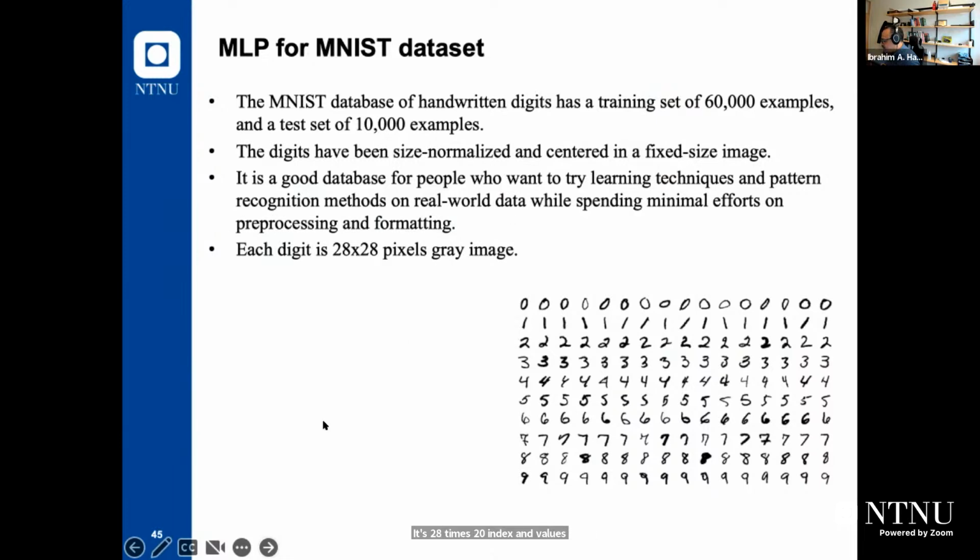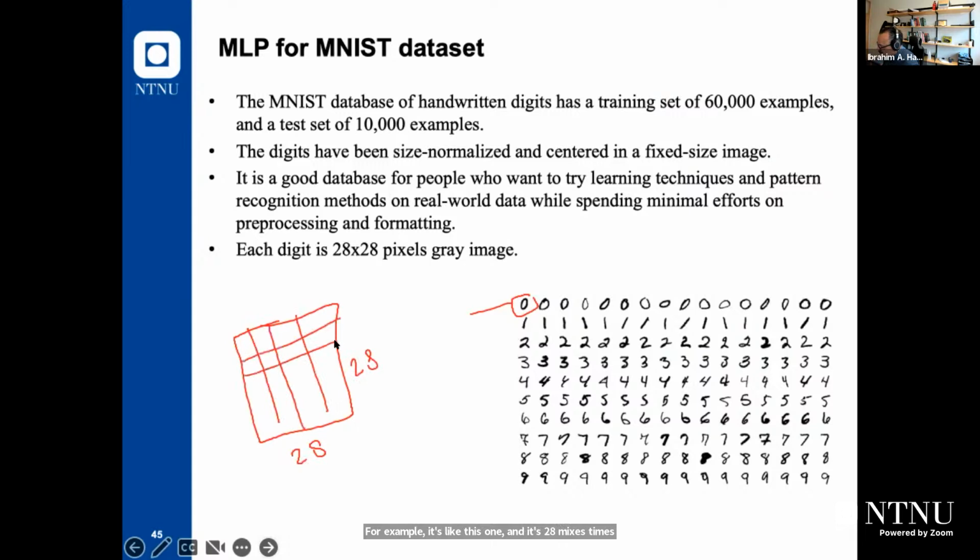So each digit, for example, is like this one, and it's 28 pixels times 28 pixels, right? It's grayscale, which means each pixel value is a number between 0 and 1. It's a gray image, which means it's one channel. It's not 3 channels. It's not RGB, it's grayscale. We have grayscale and we have RGB images.